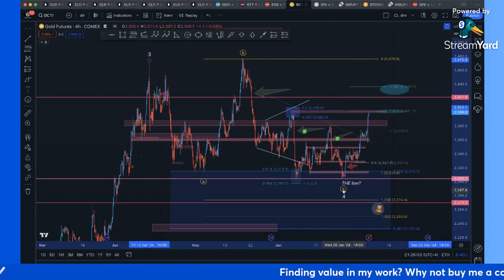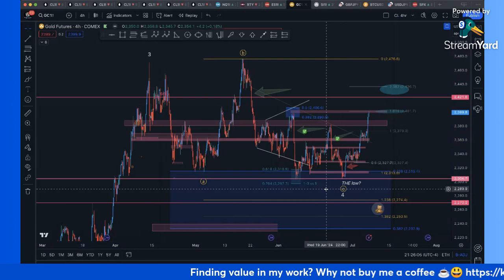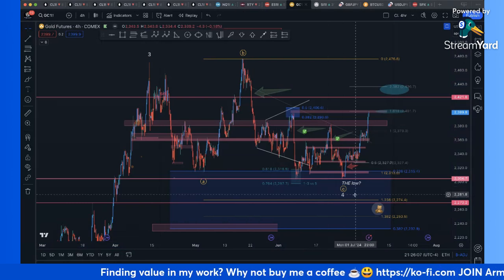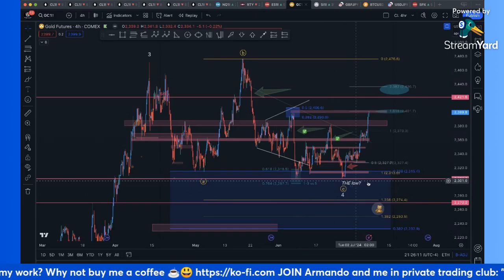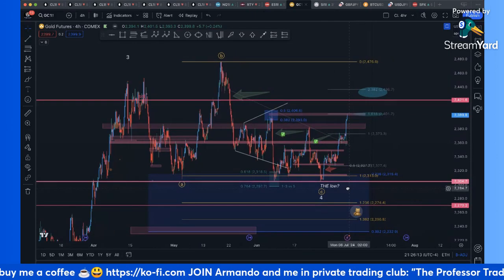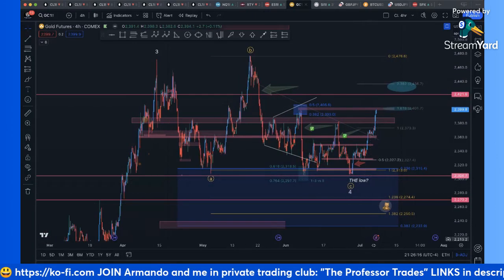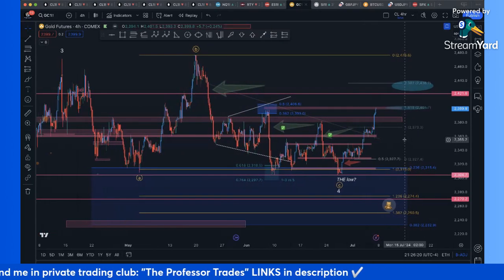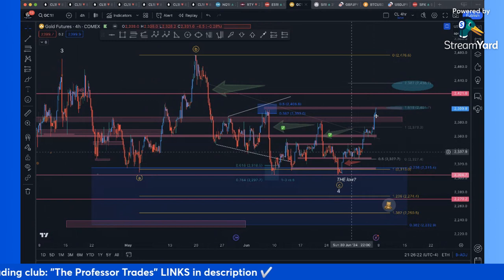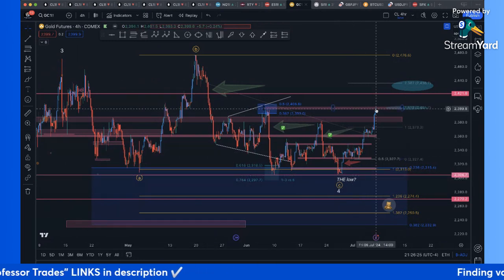This view also, I have some shortcomings about this view based on the structure even of this C wave. Having said that, the move up off of that low looks a little more encouraging for this to be potentially working on 5 up.